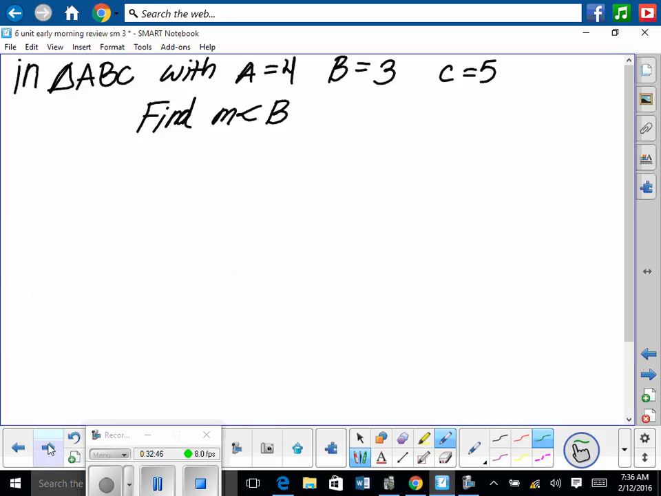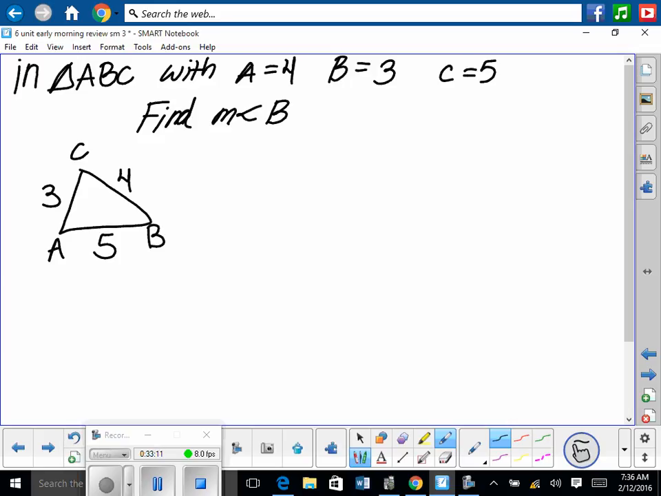Okay, so it says in triangle ABC with a = 4, b = 3, and c = 5, find the measure of angle B. So I'm going to draw a picture real quick again. ABC, side A is 4, side B is 3, side C is 5. So you ask yourself, what kind of equation am I using here? Well, we have three sides, no angles. That's the law of cosines, right?